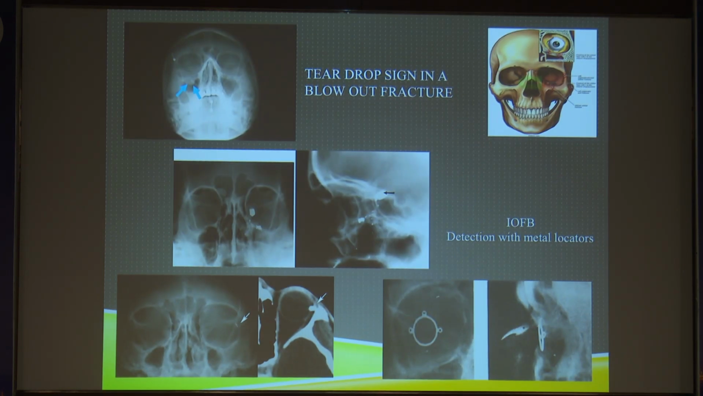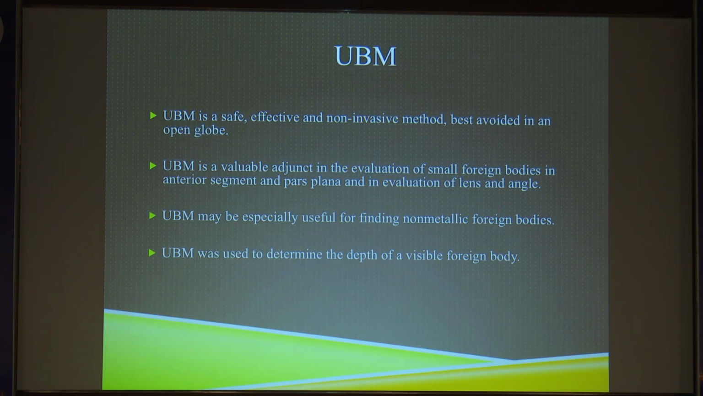The first image shows you a teardrop sign which is seen classically in a blowout fracture. You can see that lower area. Then there is an IOFB which is detected with the help of metal locators. You can classically see the ring that is sutured to the limbus and the IOFB is seen.